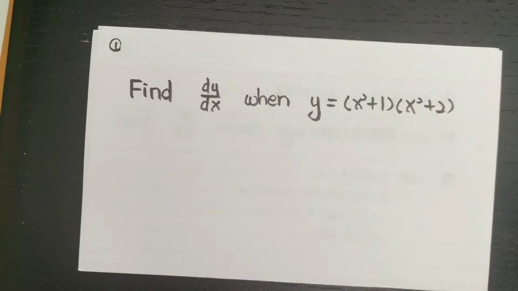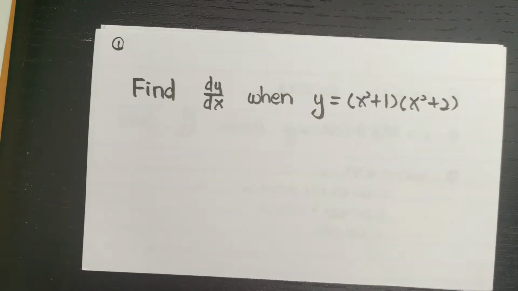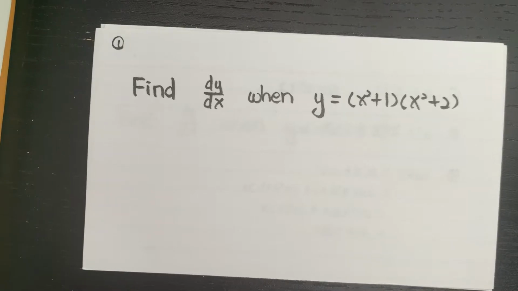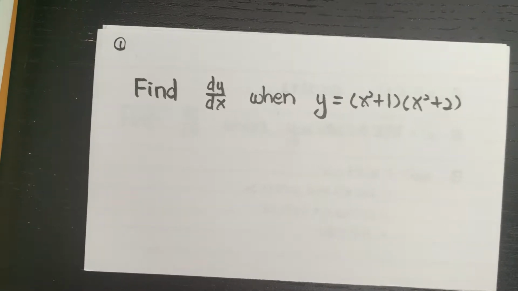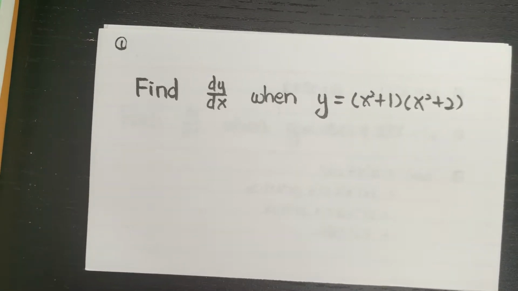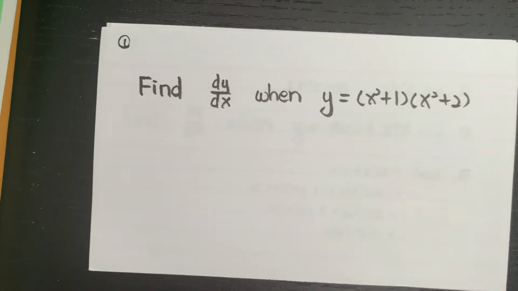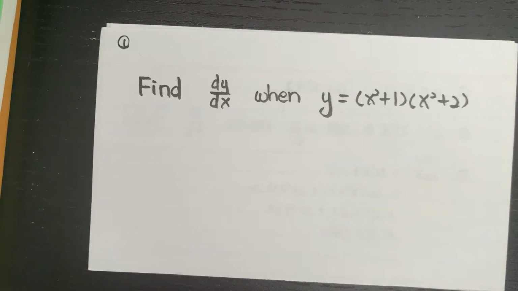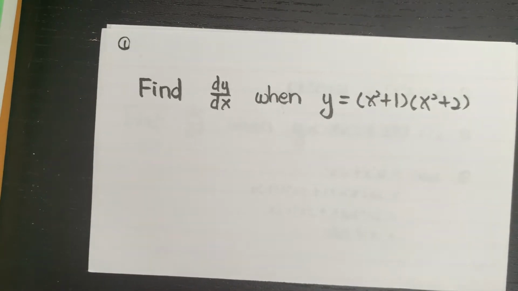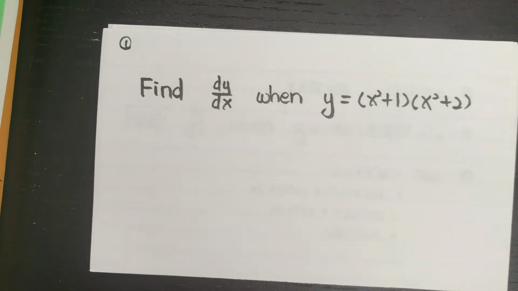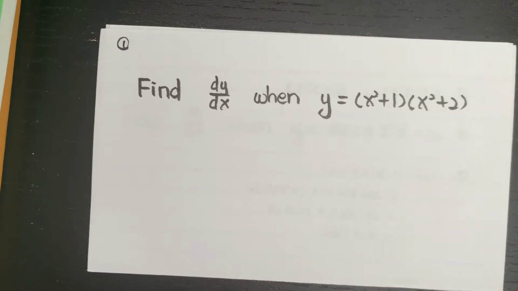And the first question is, find dy over dx when y equals x squared plus 1 multiplied by x squared plus 2. It's obvious that we have two functions here because we have two x. So remember, when there are multiple x, you are going to use the product rule or quotient rule. And pause the video, use the formula, and try to figure it out.